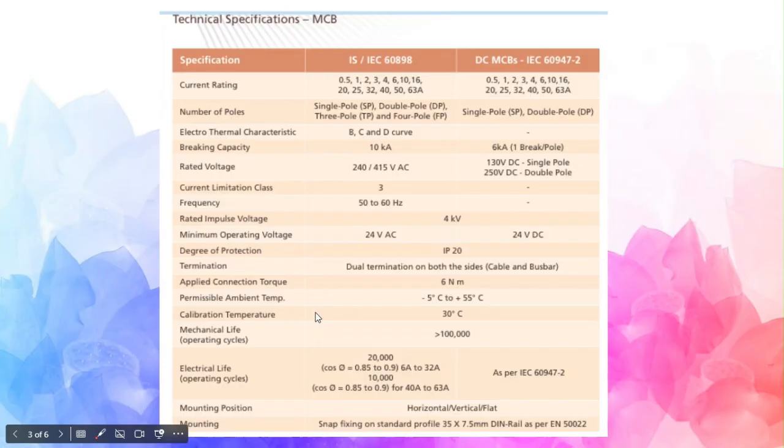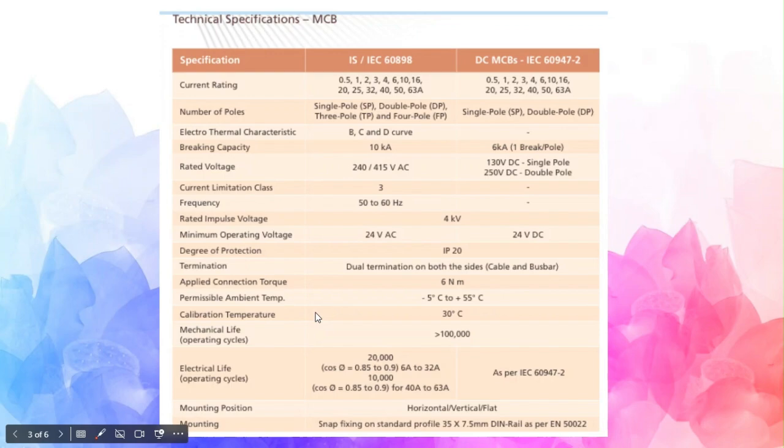Termination: there are both side terminations available to connect the MCB with the wires. Connecting torque means the torque at which you can connect the cables to the terminals. 6 Newton meter is the standard torque which is required, not more, not less. If you give more torque, then it will damage the terminal, and if you give less torque than that, then there will be a loose connection, sparking and all will happen.